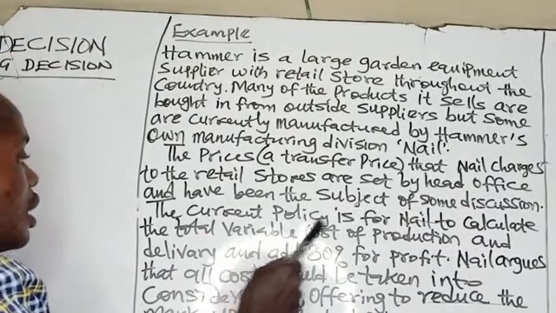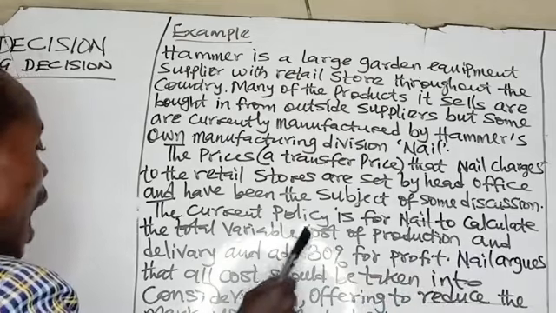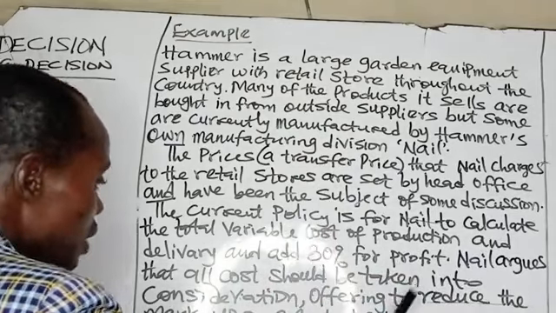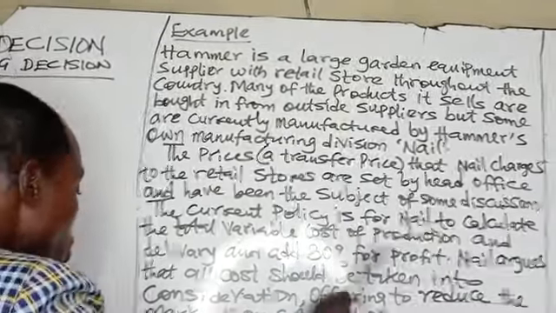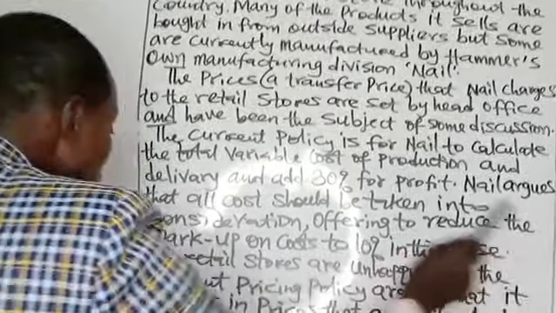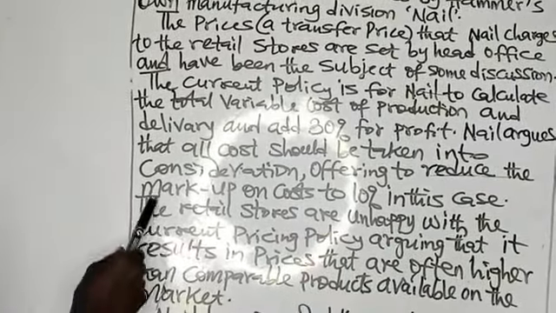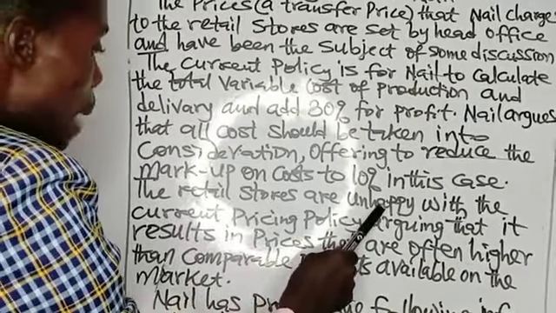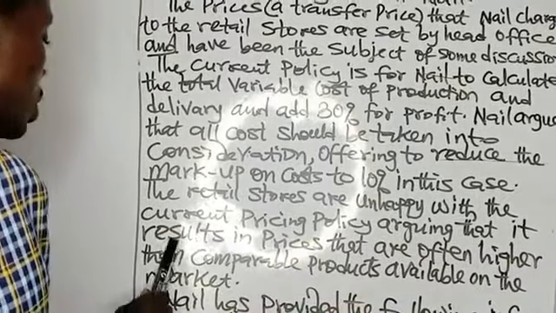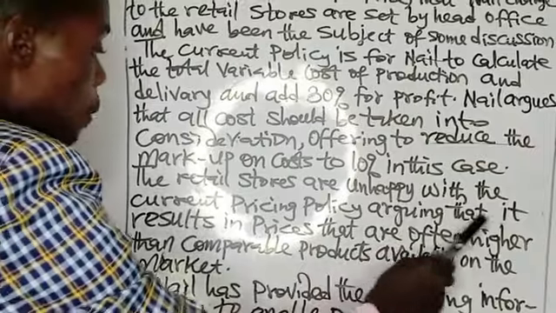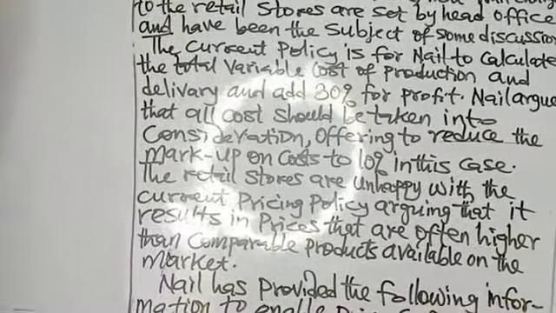The current policy is for NAE to calculate the total variable cost of production and delivery and add 30% for profit. NAE argues that all costs should be taken into consideration, offering to reduce the markup on cost to 10% in this case. The retail stores are unhappy with the current pricing policy, arguing that it results in prices that are often higher than comparable products available on the market.